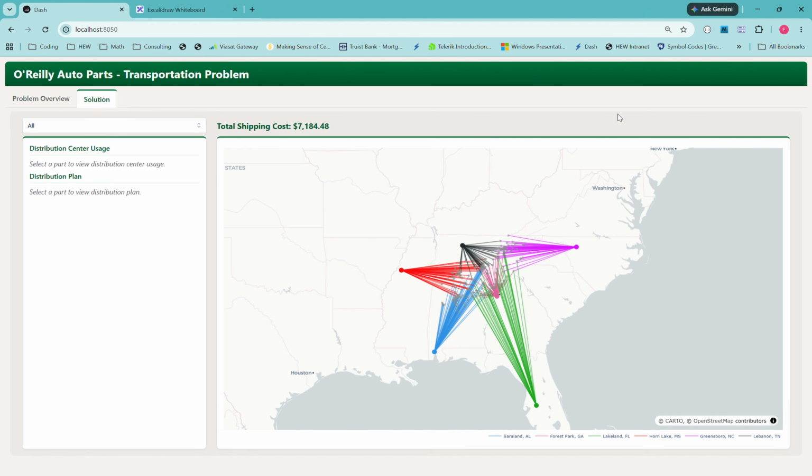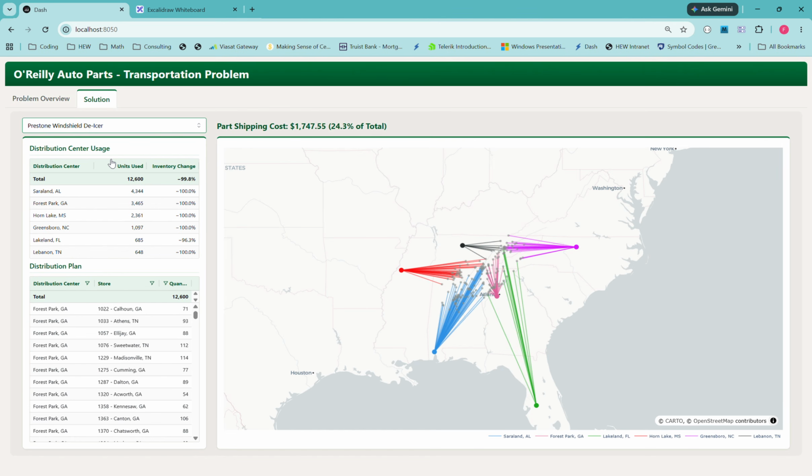You can see here that the objective function returns a minimal cost of $7,184.48. The map is showing all the different shipping lanes that are happening. Right now, our product selection is on all, but if I go to an individual product like this deicer, here you're going to see the actual plan down here as far as how to move a certain amount of this product from a certain distribution center to a certain store, and then it also shows the effects on the distribution center usage here.